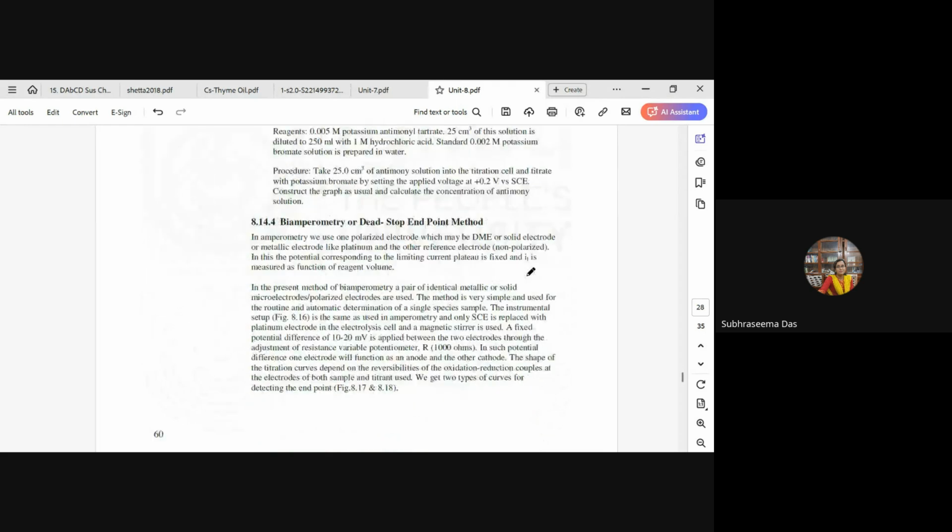Then coming to biamperometry or the dead stop end point method. Here in amperometry, we use one polarized electrode, which may be either DME or a metallic electrode like platinum. However, the reference electrode that is taken is mostly non-polarized in nature. Now in this, the potential corresponding to the limiting plateau current is fixed, and I1 is measured as a function of reagent volume.